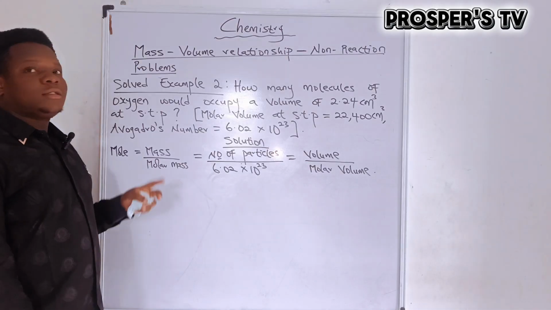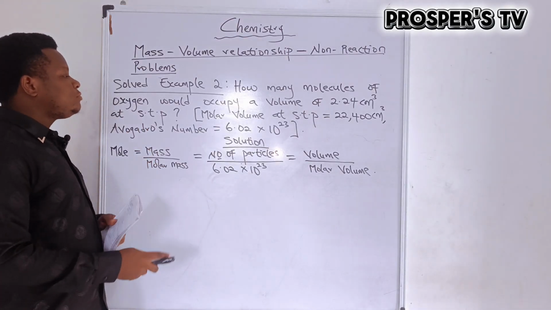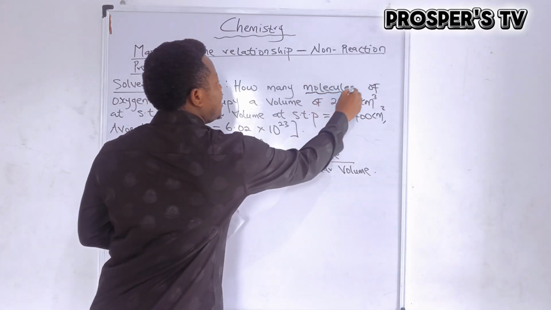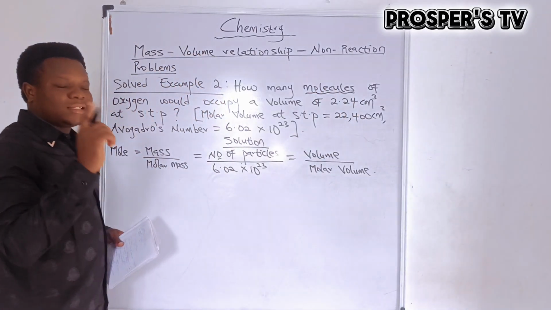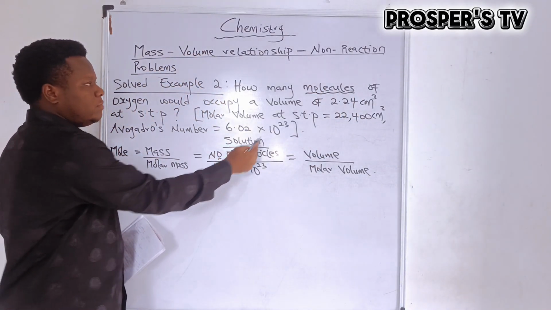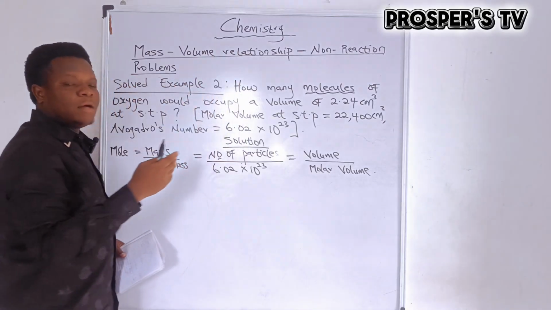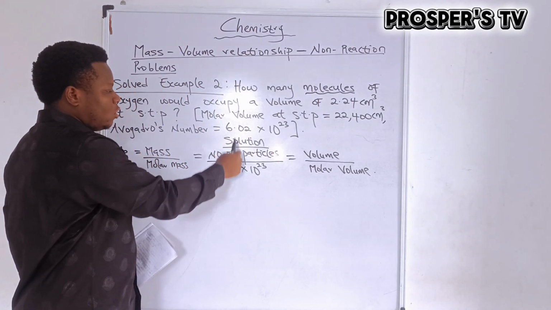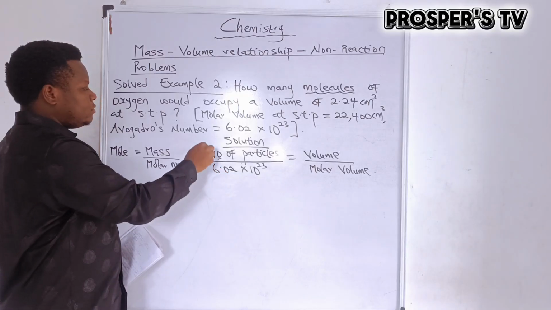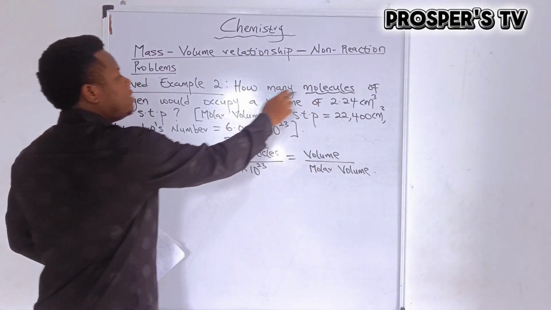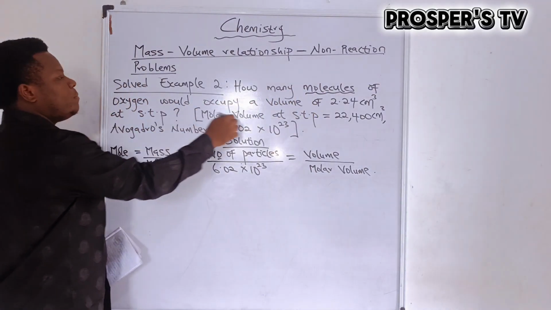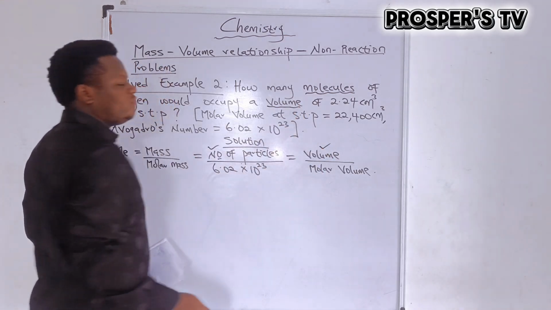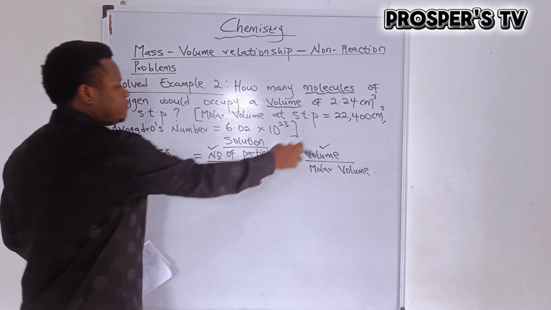Okay, now let's look at our second example. The question says, how many molecules? Remember, molecules refers to particles. So a molecule is one of the fundamental particles that make up matter. So you know you are making use of this part of the formula. They say how many molecules of oxygen would occupy a volume. So we are making use of this part of the formula. So you equate this part and this part.